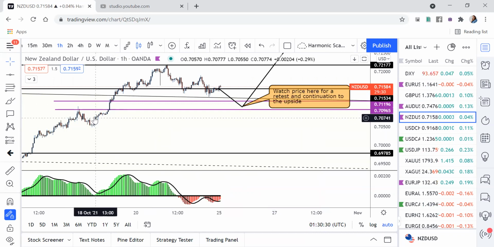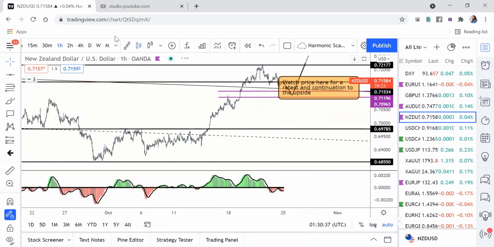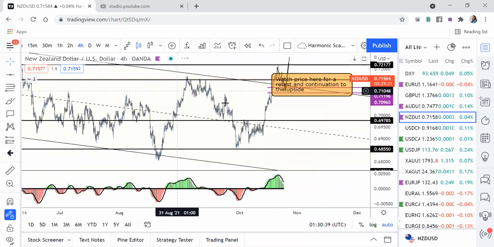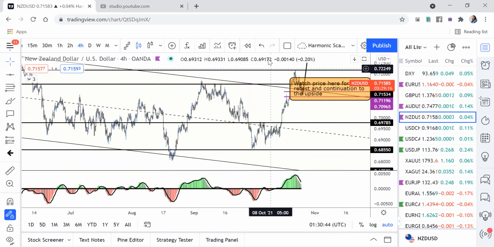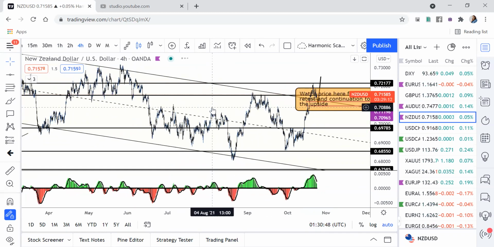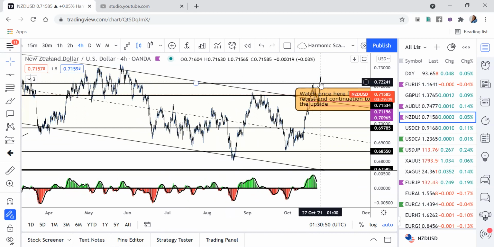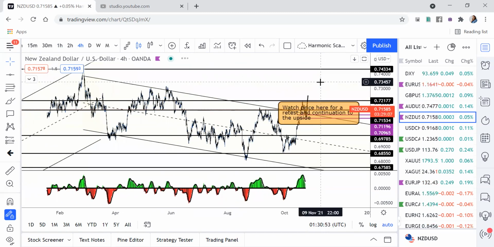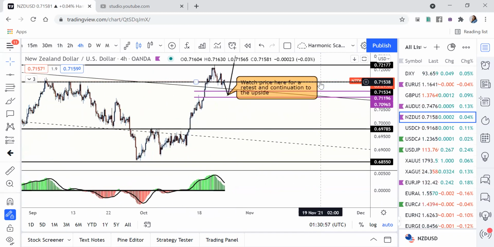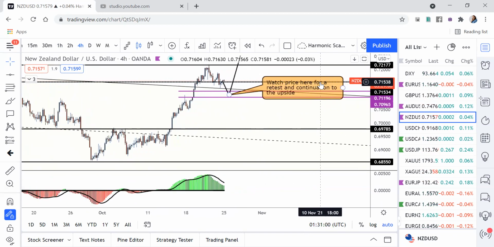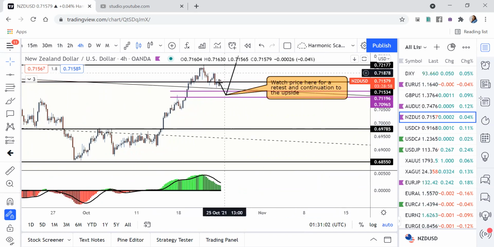So everybody could see the setup, right? Had a nice break, retest, continuation to the upside. Right, so watch price here.